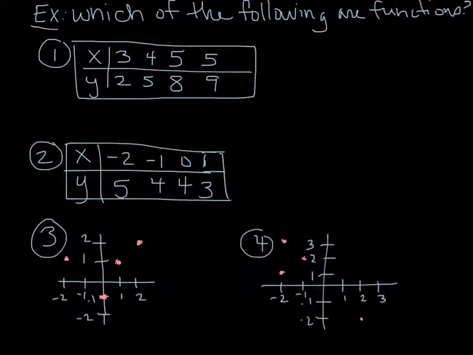We have 3, 4, and 5 for number 1. One thing, 3 is okay because it only has 2. 4 is okay because it only has 5. However, 5, when x is 5, y can be both 8 and 9. So this one is not a function.